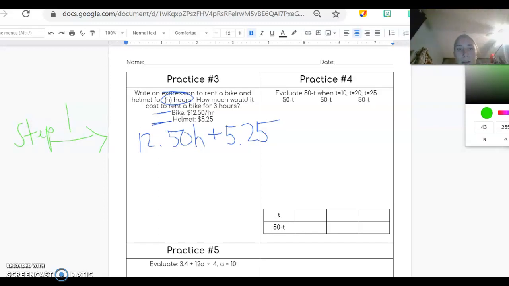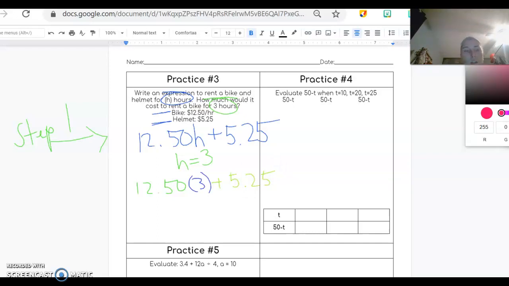Okay? Writing our expression. The second part of the question is asking how much it would cost for 3 hours. So that 3 represents our H. So I'm going to write down here H equals 3 for this problem. Okay? So we're going to substitute in that 3 for our variable. So 12.50 times 3 plus 5.25.